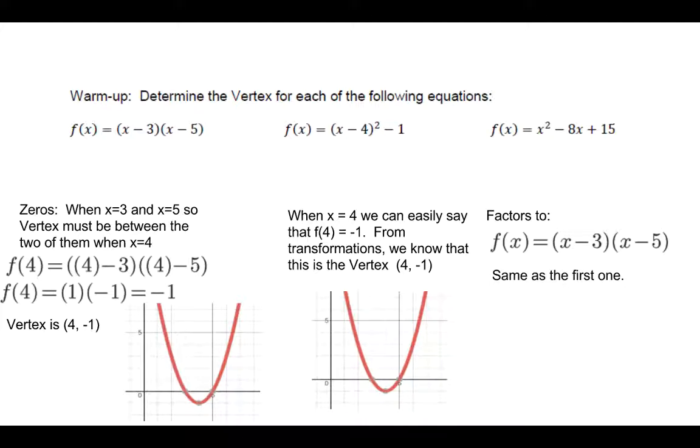So these are all great ways to find the vertex, and none of them require completing the square. But today we are going to focus on, okay, if you don't have something like this that factors really easily, or is already factored, or is already in vertex form, what do you do?